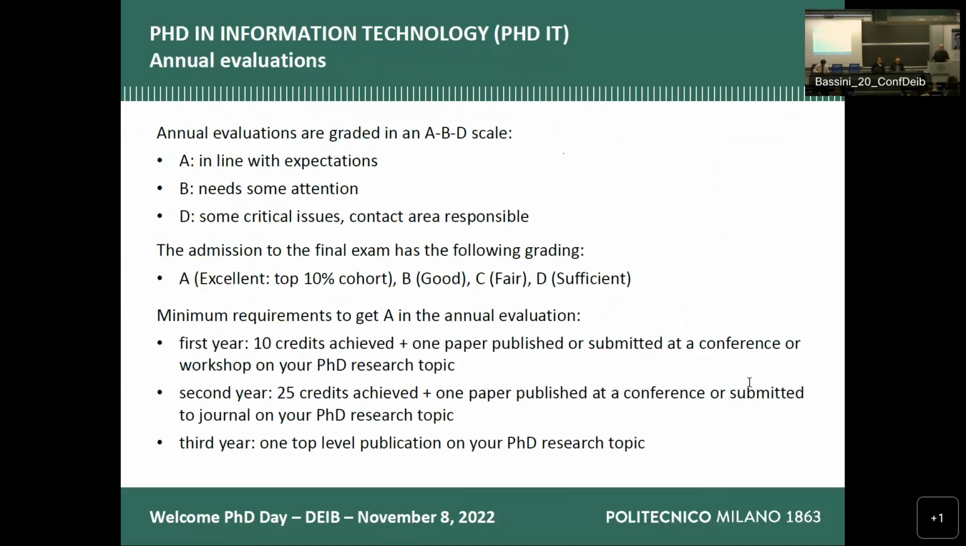Okay, there are some specific rules that we apply in the evaluation process at the end of each year, but I think it's early to comment on that, and maybe we will also change them during the year, so there's no need to comment a lot on these. So the only thing I want to say about this slide is that we have rules for the minimum requirements to get an A in the annual evaluation, so to get the maximum mark. And these are related to the amount of courses that you have passed in that year, and also to the publication activity that you have achieved.